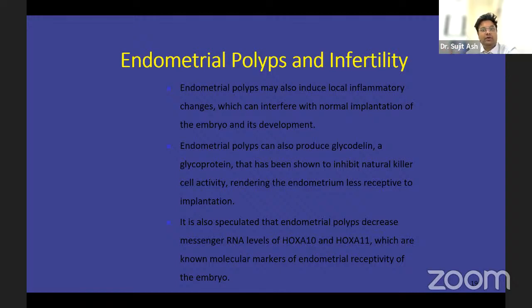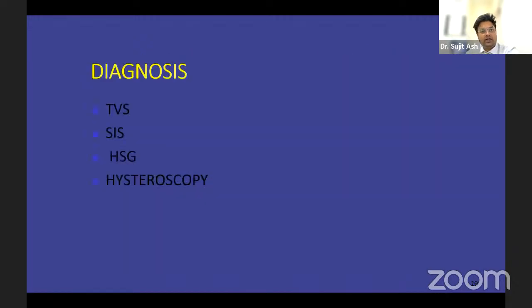Also, this polyp can induce local inflammatory changes that will interfere with the implantation. Plus, these polyps secrete something which is known as glycodelin. Glycodelin is a glycoprotein which also acts to inhibit natural killer cell activity, which again renders the endometrium less receptive to implantation. So all these things can lead to infertility. Therefore, you need to remove the polyp.